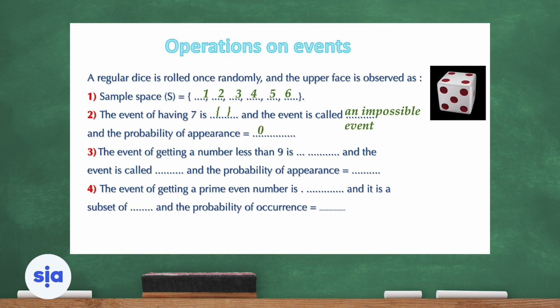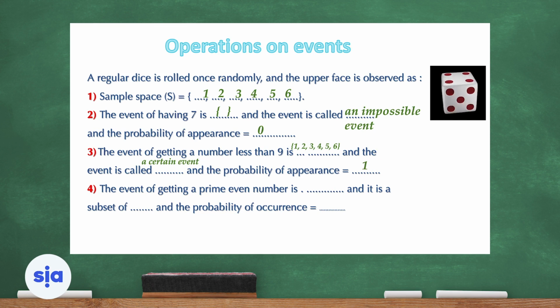Let's move on. The event of getting a number less than 9. What are my outcomes again? Again, they're 1 through 6. So all of them are less than 9. So this event is called a certain event. And the probability of this event is the total, which is 6 out of 6, which is 1.